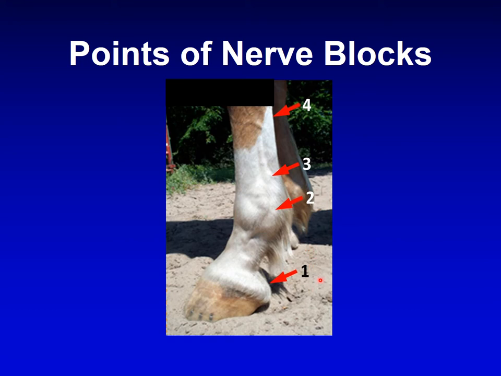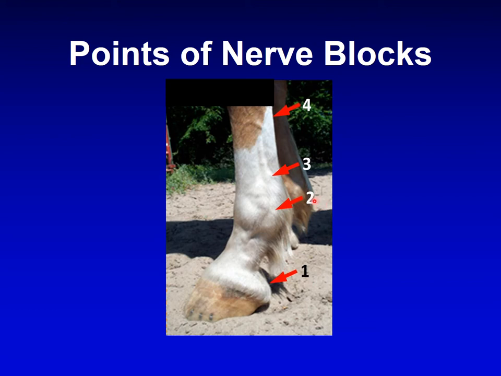If one worked, meaning that the horse became sound after the nerve block, sound meaning there is no lameness, or there is very, very little lameness, or cured basically, we don't go to the next one. If the horse is cured, if the lameness is gone. Now, if the lameness is not gone, we need to go to the upper level.